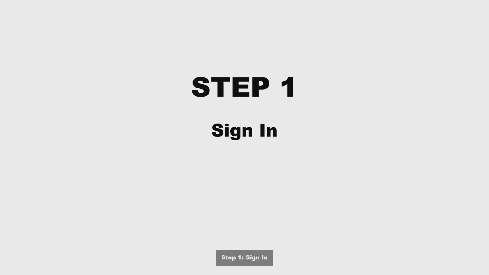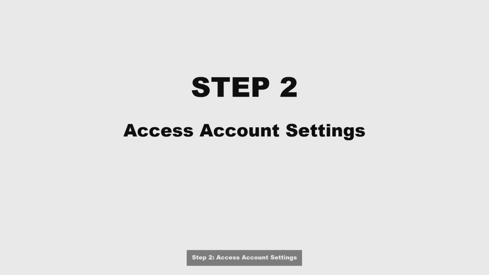Changing a phone number on your Outlook account is a straightforward process. Follow these steps to update your information quickly. Step 1. Sign in. Go to the Outlook website and sign into your account using your email address and password. Step 2. Access account settings.